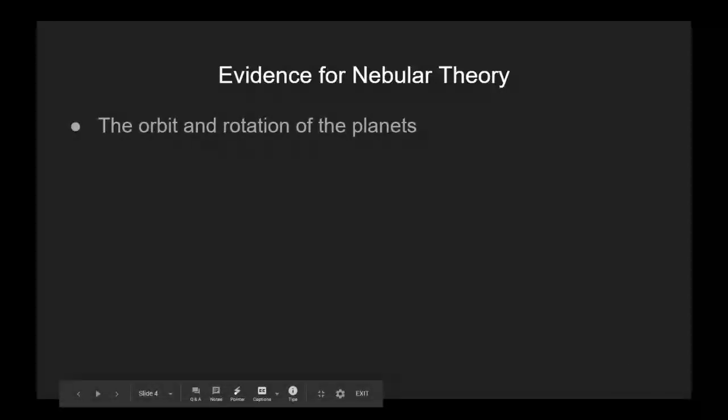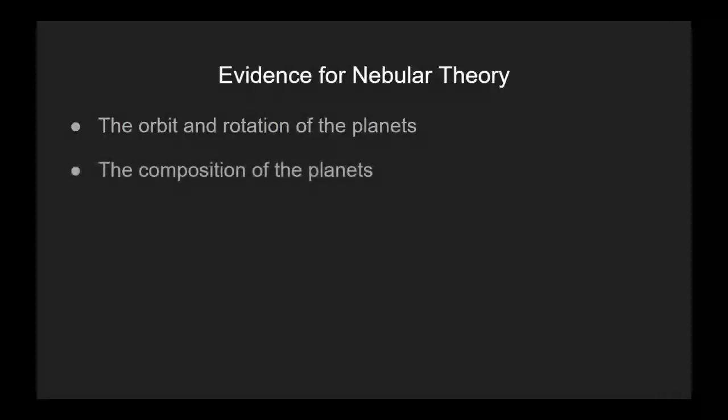So the first piece of evidence is the orbit and the rotation of the planets. The way that all of the different planets orbit pretty similarly around the sun is a big piece of evidence for nebular theory, because remember, as the nebula began to collapse, it began to rotate, and through that rotation the planets were formed, and they continued to rotate around the sun. All of the planets also rotate along their axis, which wouldn't happen unless the solar system was formed the way that it was through nebular theory.